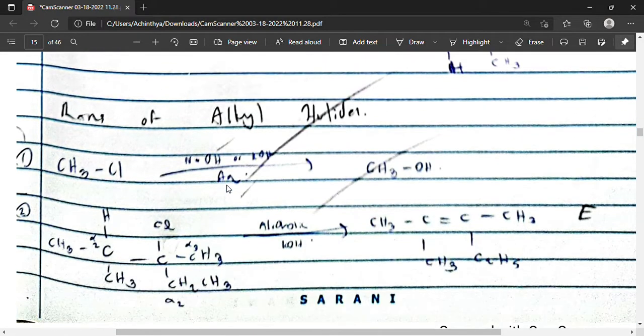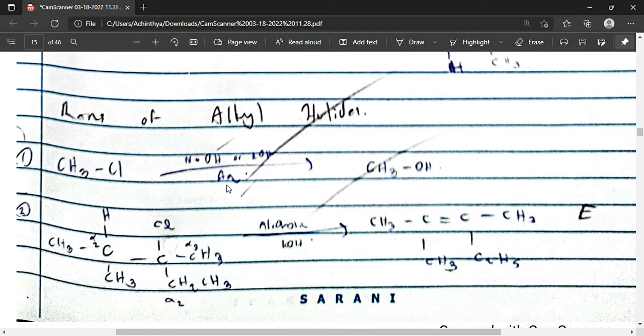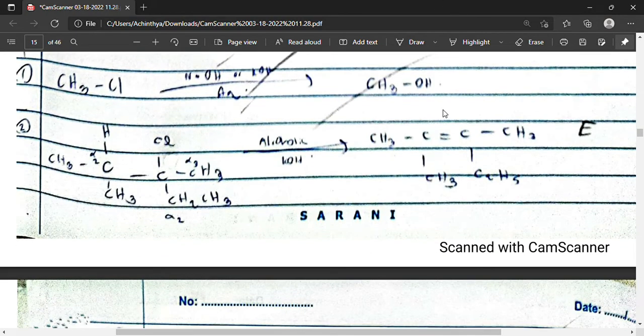Now let's talk about the reactions of alkyl halides. We can obtain an alcohol from an alkyl halide by using the reagent aqueous sodium hydroxide or aqueous potassium hydroxide. Basically, any aqueous group 1 metal hydroxide for that matter, in which case the sodium runs away with the halide group and the OH binds to the alkyl group to produce this alcohol.